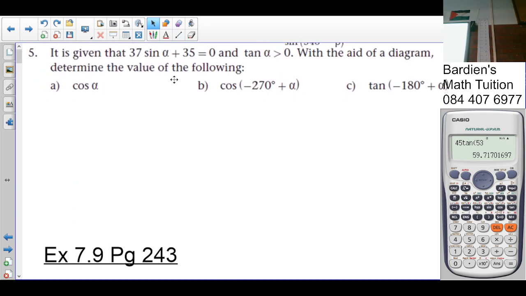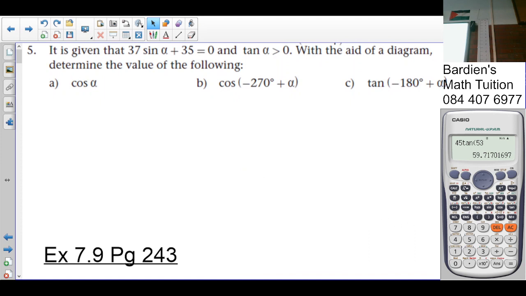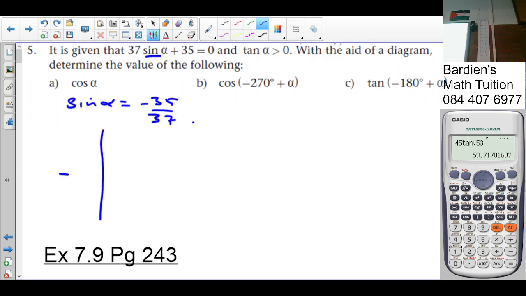Like this. Okay. So, again, make sine alpha the subject of the formula, take 35 over. So sine alpha is equal to negative 35 over 37. Okay, so this tells us what? That sine is negative. So it's all stations to clear one. Which quadrant is sine negative? Third and fourth quadrant. You were told that tan is greater than 0, which means tan is positive in 1 and 3. So I draw it in the third quadrant.